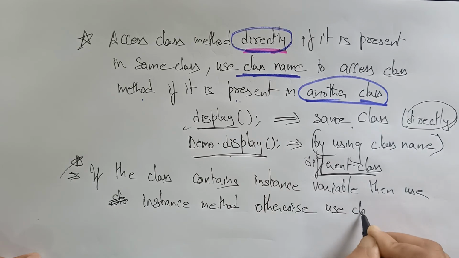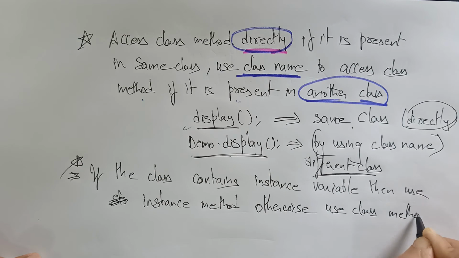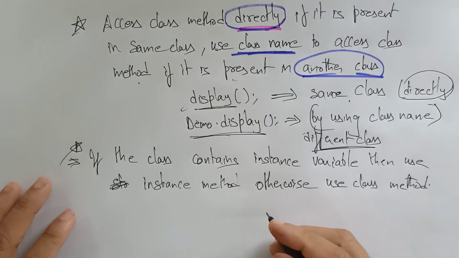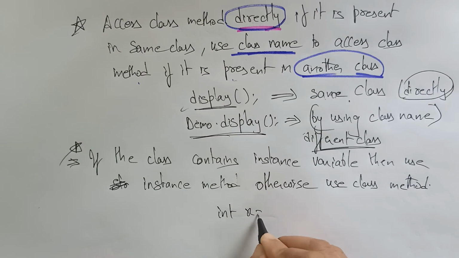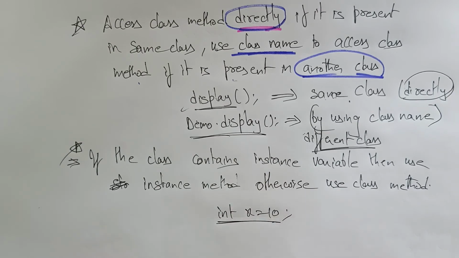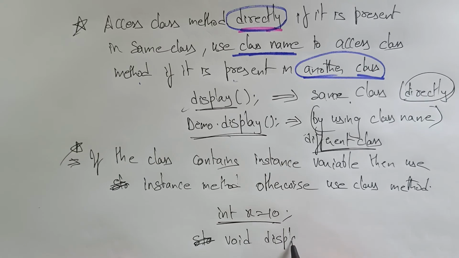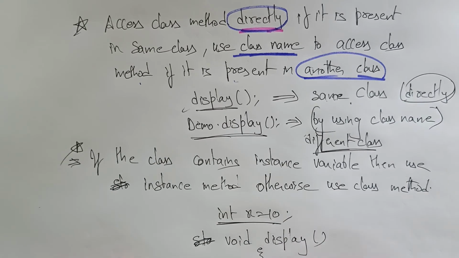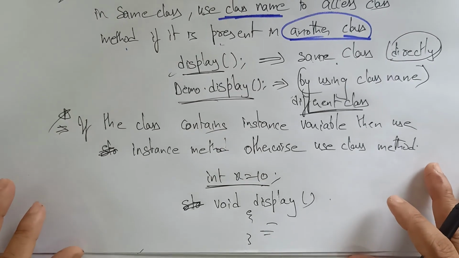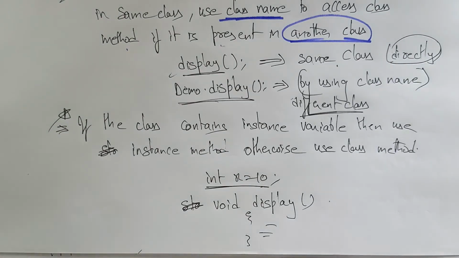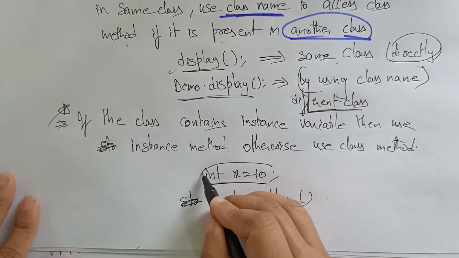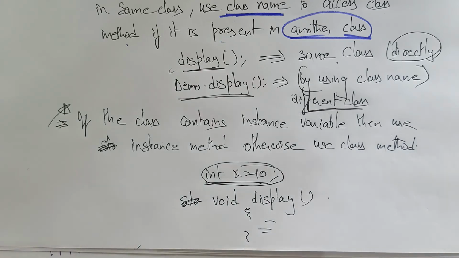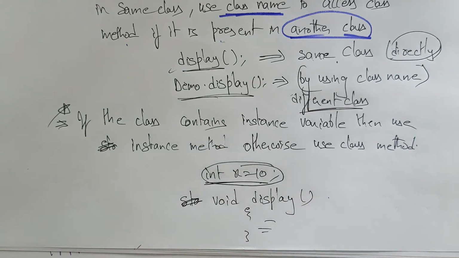You will get a doubt: ma'am, when do I have to use the class method, when do I have to use static, when do I have to use something like just simply int x is equal to 10? This is an instance variable. So an instance method means just a simple method, not static void main, not static void display. When to use an instance method and when to use a class method, you will get a doubt. Suppose the class contains an instance variable, this is an instance variable, then go with only the instance method. Otherwise, use the class method.